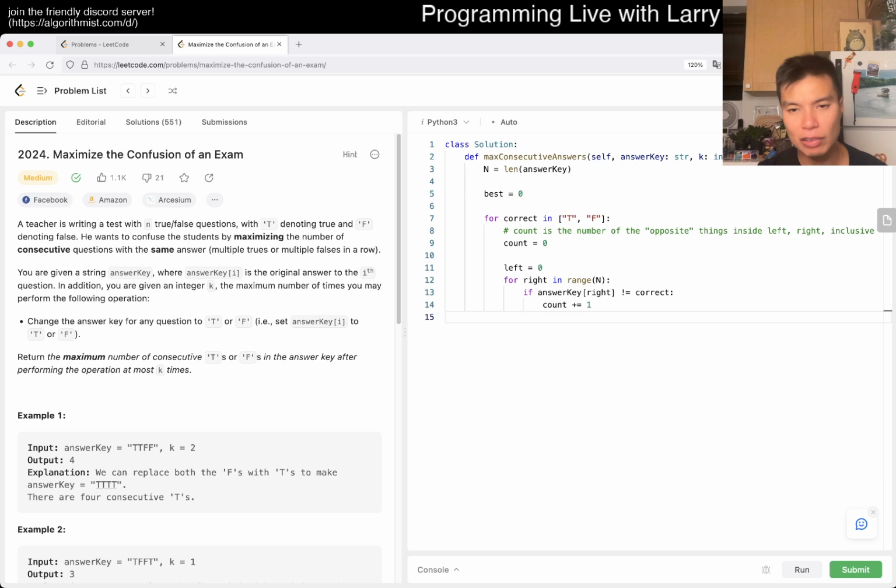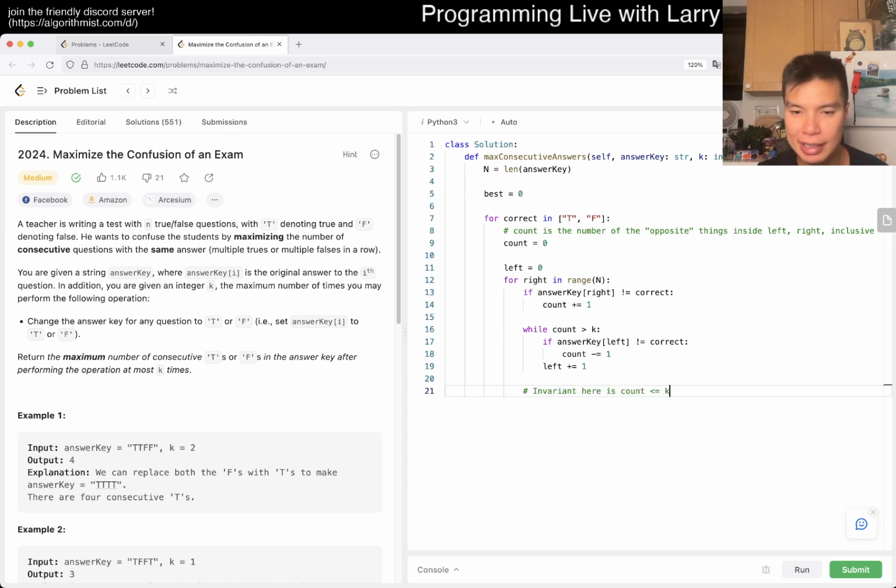So yeah, now this means that left and right inclusive are in the window. However, while count is greater than k, that means that we have too many incorrect things. We have to remove it from the left. So if we increment by one. And so in here, this is where the invariant is, right? The invariant here is count is less than or equal to k. So that means that we can now do the thing.